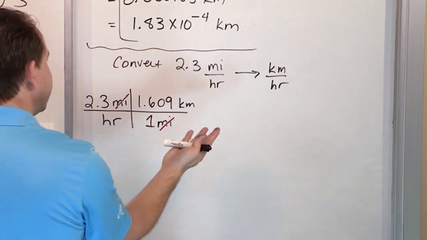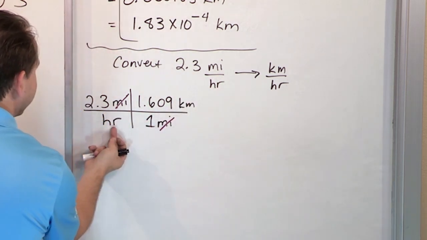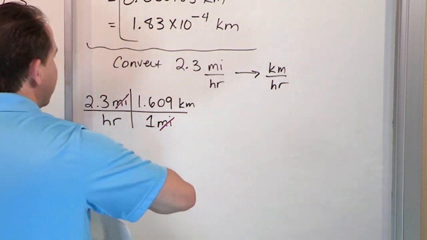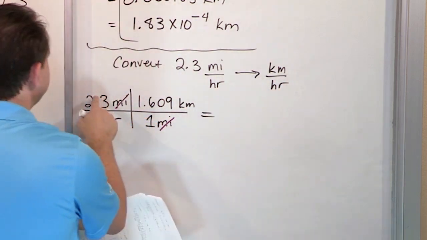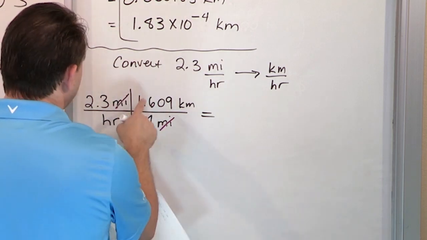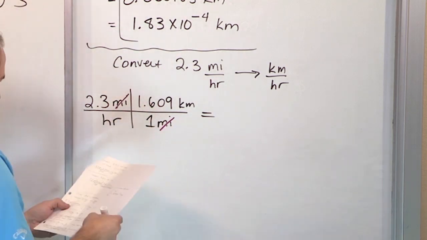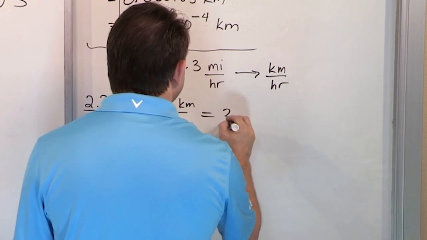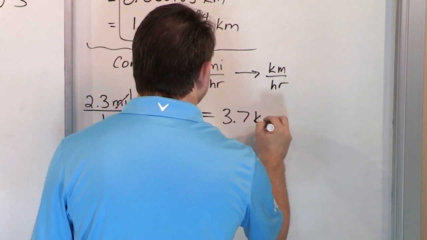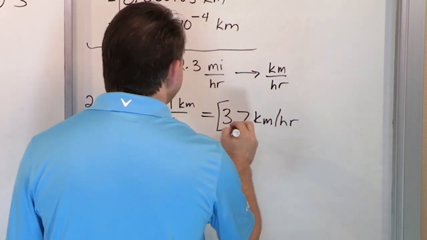But now the only unit left is kilometers on top, hours on bottom. That's what I want. So I'm done. I don't have to do anything more. It's 2.3 times 1.609 divided by 1, which doesn't really change anything. So you're going to have 3.7 kilometers per hour. This is the final answer.